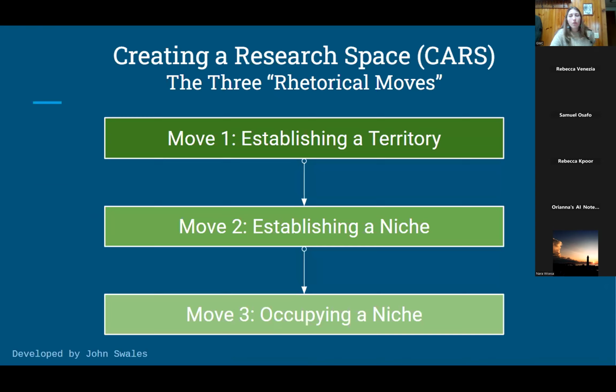Okay, so the CARS model stands for Creating a Research Space. This is another strategy to really create a strong abstract. If you look at some scientific journals or journals that you publish in your field, oftentimes they follow this strategy. They want you to really point out how you're addressing a knowledge gap. And this kind of model really does.